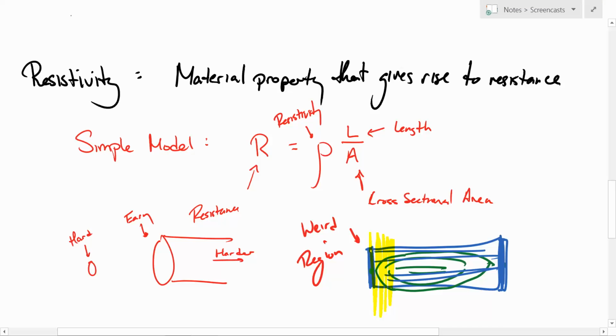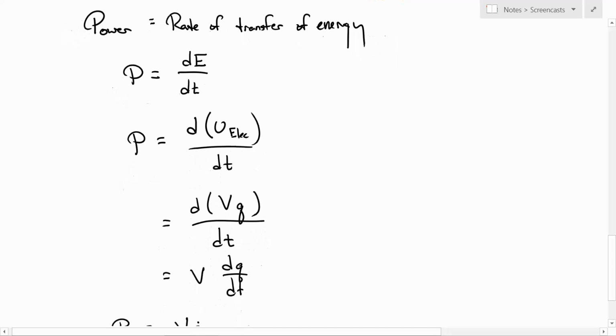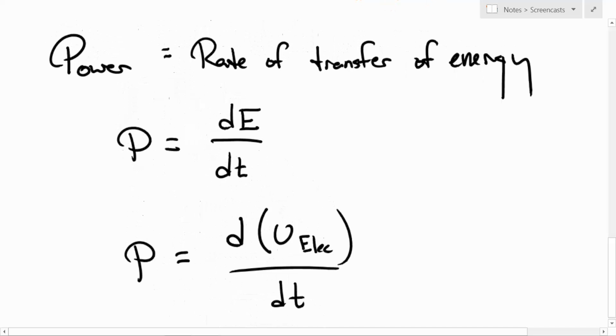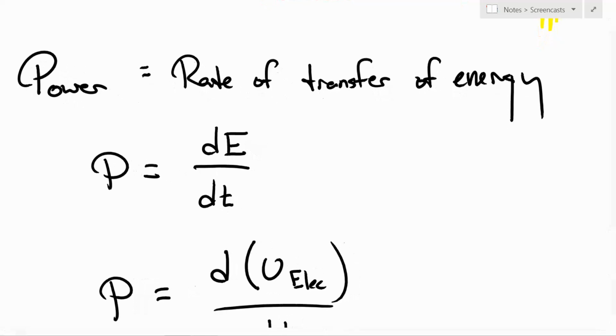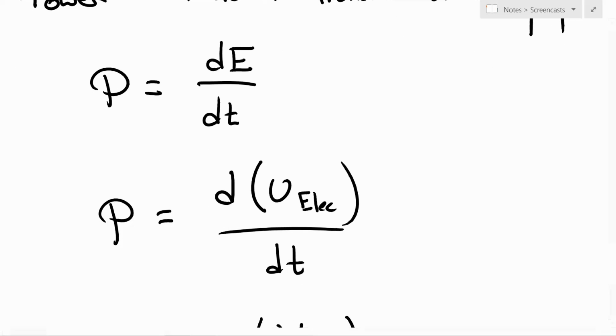All right, so we have an idea of current, we have an idea of resistance. These are the basic terms we're going to use to start talking about circuits. We have an idea of where resistance comes from on a model basis. The last thing we want to talk about is this idea of power. Power is going to be the rate of transfer of energy. So it's going to be, again, the derivative of energy, dE/dt. Specifically, we're looking at the rate at which electric energy is transferred.